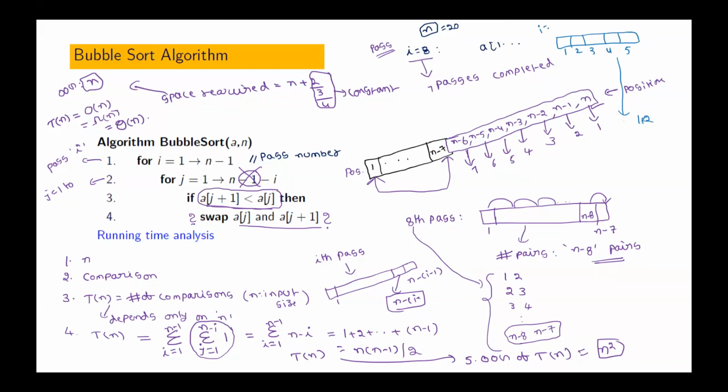When i equals 1, in the first pass, what are the indices? We compare these two elements, next we compare these two, next these two, next these two. That means 1 and 2 we compare, 2 and 3 we compare, 3 and 4 we compare, 4 and 5 we compare. Is that correct? Yes, sir.